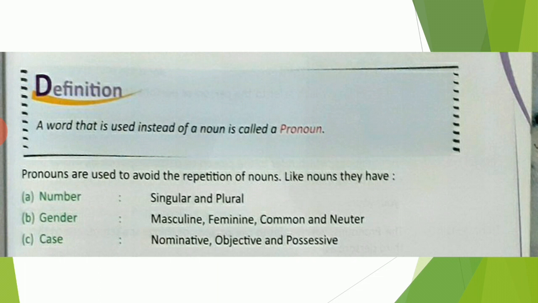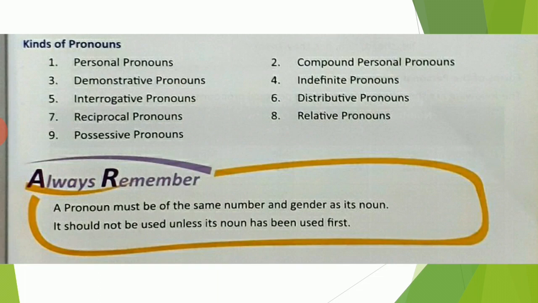Pronouns, as we have learned, are used to avoid the repetition of nouns. Like nouns, they also have number, gender, and case. They also have kinds. There are 8 to 9 kinds of pronouns: personal pronouns, compound personal pronouns that include reflexive and emphatic pronouns, demonstrative pronouns, indefinite pronouns, interrogative pronouns, distributive pronouns, reciprocal pronouns, relative pronouns, and possessive pronouns. A pronoun must be of the same number and gender as its noun, and it should not be used unless its noun has been used first.